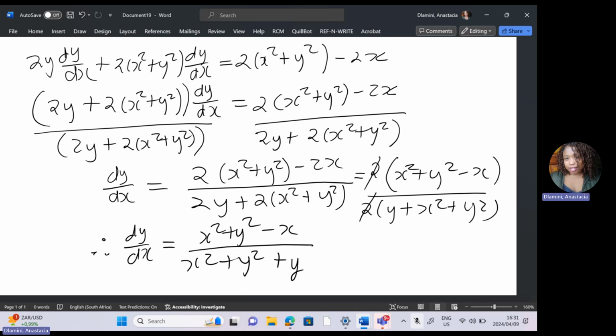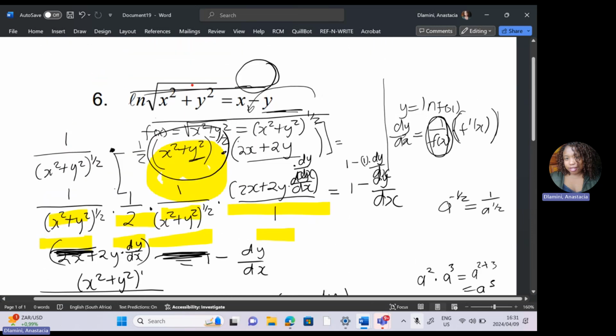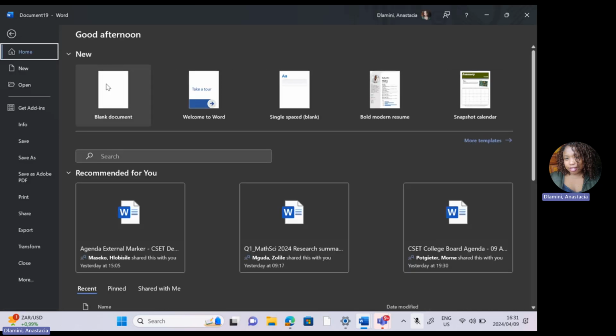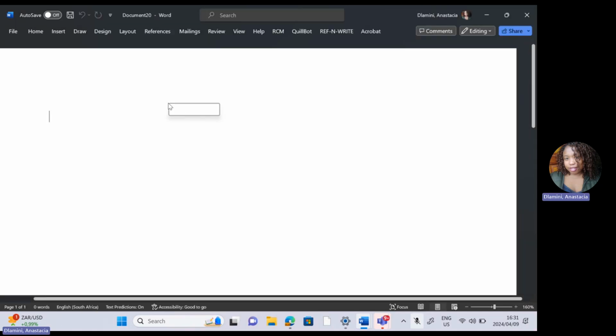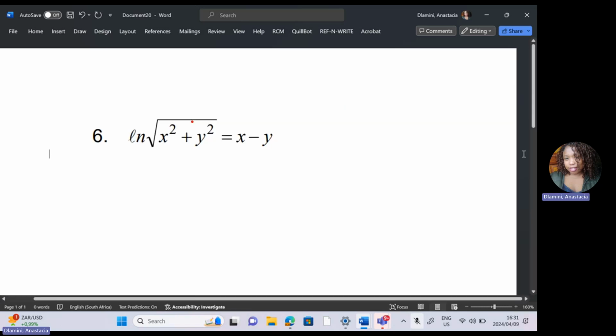That's the first way of doing it, right? So that is if you didn't know any laws of the natural log. But let's say you know the laws of the natural log. Then you can apply that. So let's do the second way of doing it. Okay. Let me paste the question here.